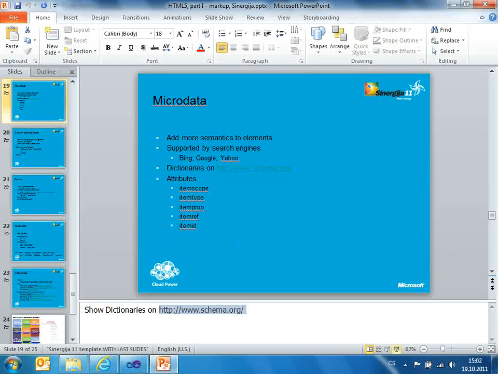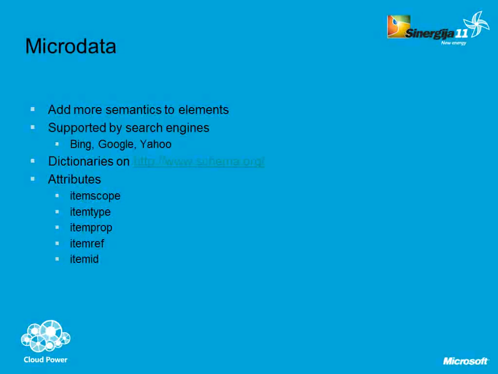What to do if you are missing some dictionary? For example, if you want to describe a dog and there is no dictionary for dog on schema.org. Okay, you can create your own one. And maybe in the future, your dictionary becomes a de facto standard for describing, let's say, a dog. So all pages writing about dogs will use your schema, or your dictionary.